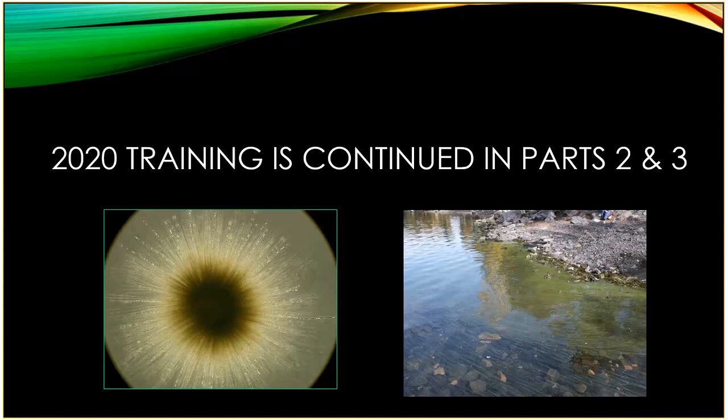All right, and with that, I will end training part 1. Please, again, do continue on to parts 2 and 3 to learn more about how to use the visual assessment system and how to get your data into the Vermont Cyanobacteria Tracker.